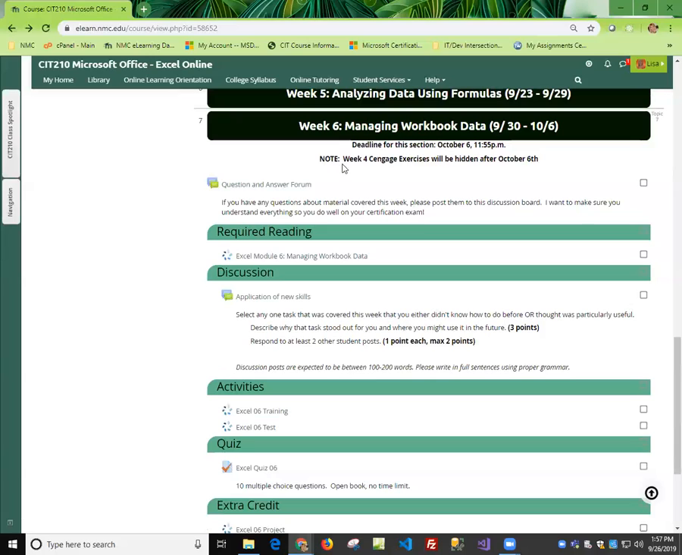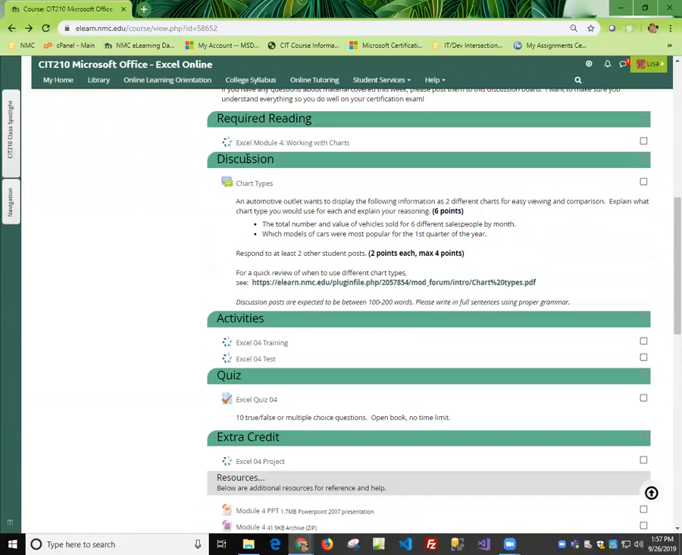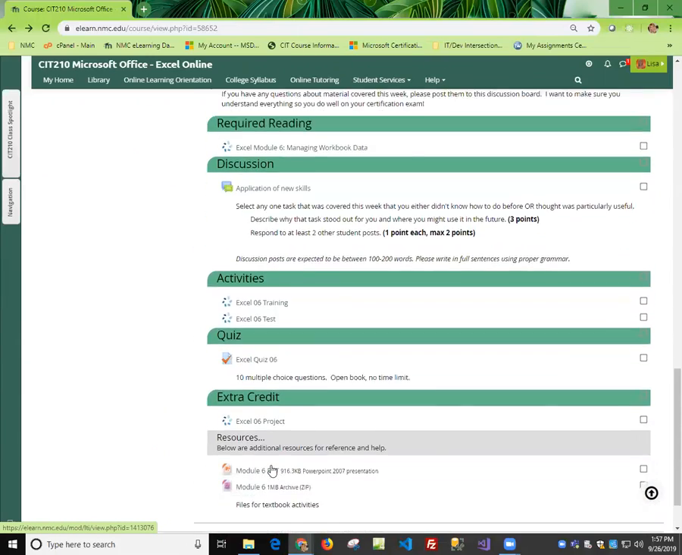Take note here that the week 4 Cengage exercises will be hidden after October 6th. Those exercises would be the ones with the little blue graphic next to them. All of those are Cengage exercises, and that is what we're talking about. The chapter I'm not hiding, so you can still access that. So it's just the training, the testing, and the project.